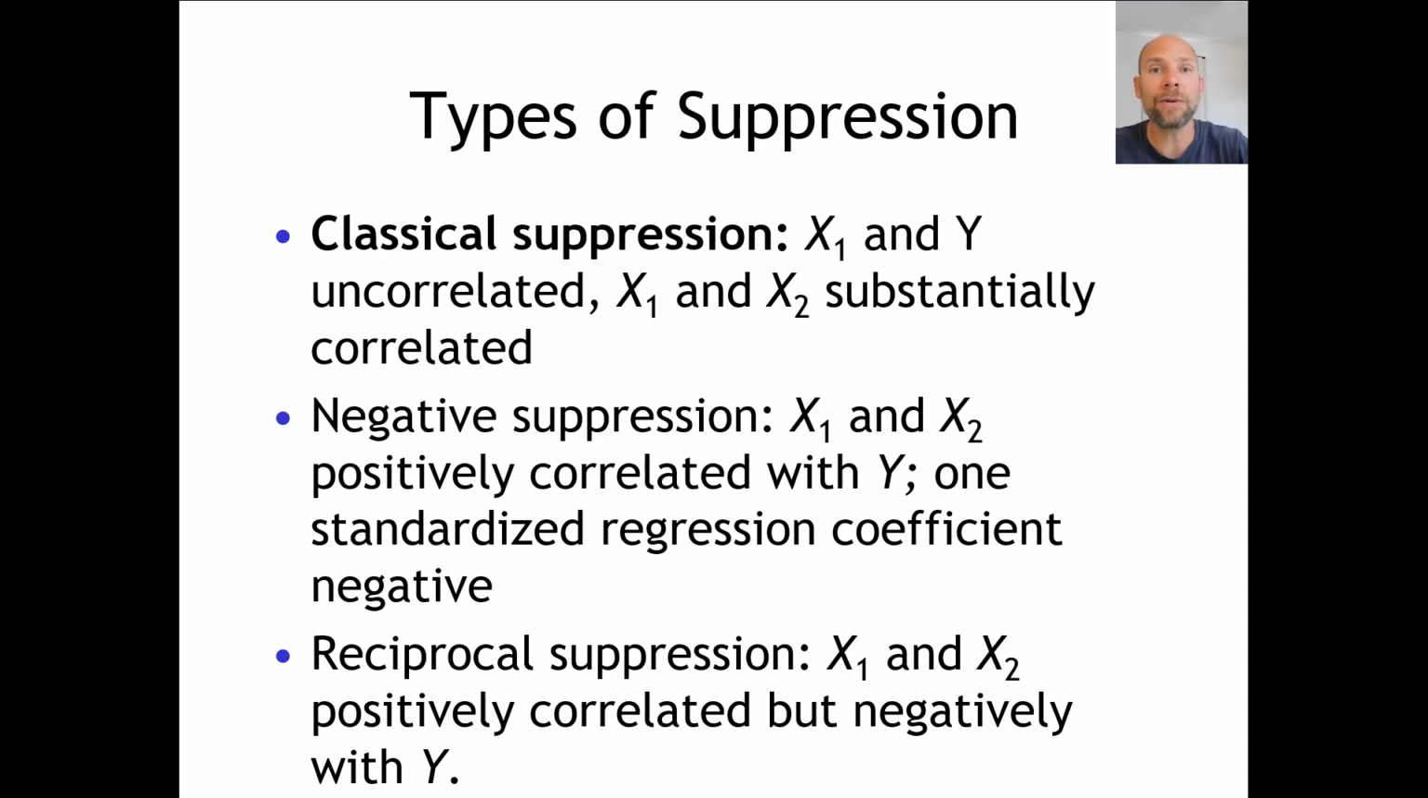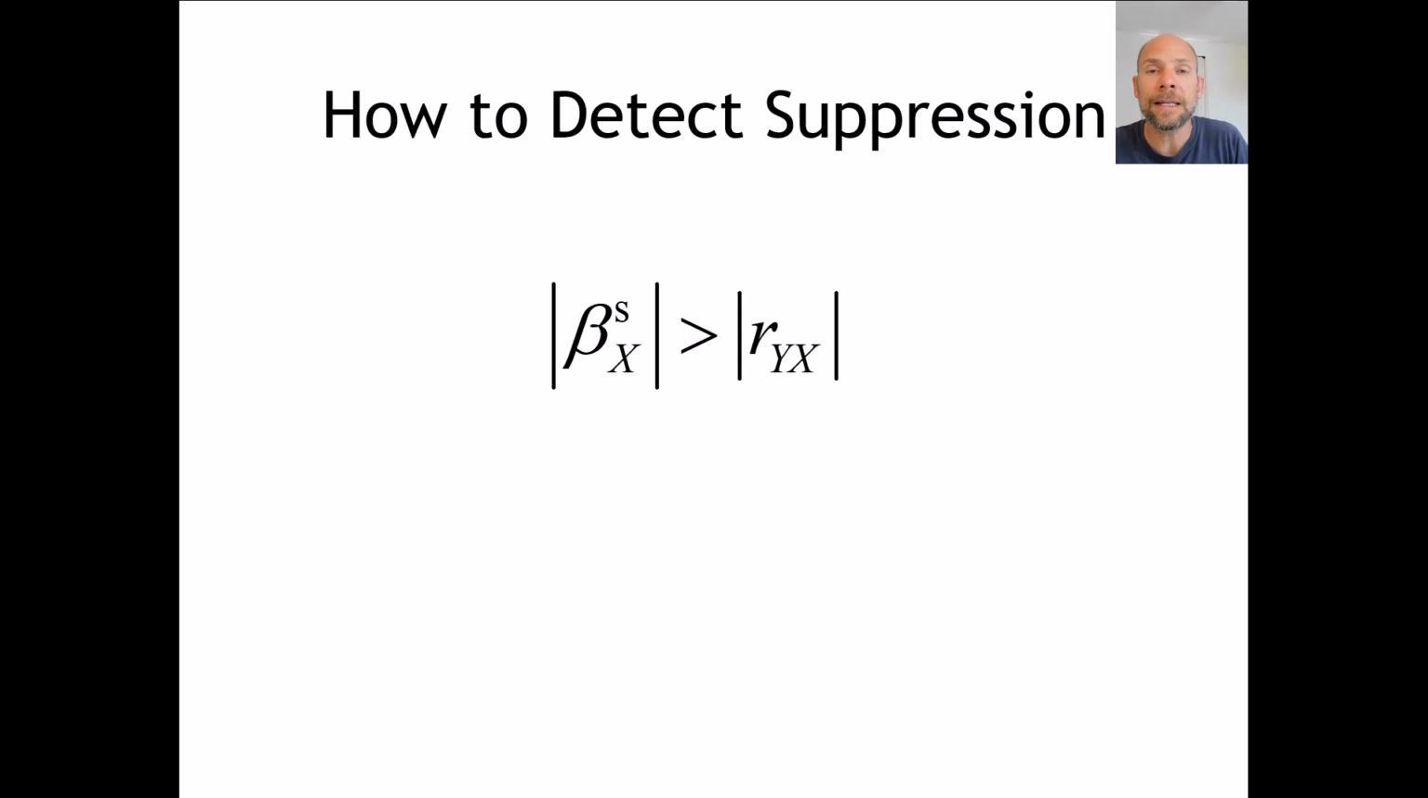Now, how can you detect suppression in practice? How would you find out whether you have an issue of suppression? To detect that, it's always very important, as I already mentioned, that you take a look at your observed correlations. So take a look at the bivariate correlations between all the predictor variables and the criterion variable, because those zero order or bivariate correlations are very important for detecting suppression.